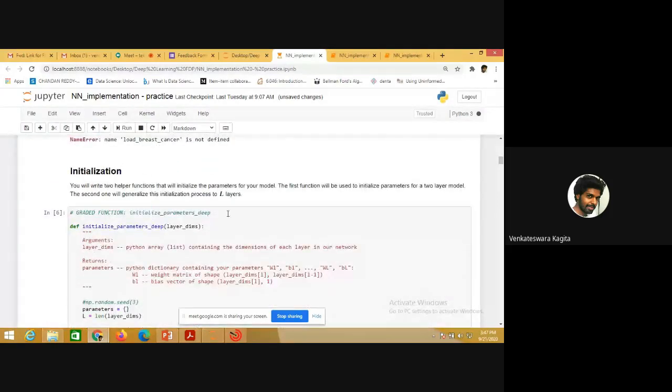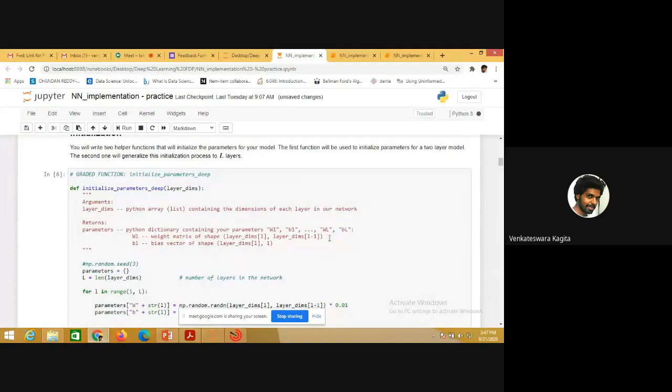I'm skipping this. So, initialize parameters in a deep neural network. For this, it takes layer dimensions as the input: how many units are at layer 1, how many units are at layer 2, and so on till the last layer. So if we have 10 layers, we pass a 10-element list as an input to this, with each entry specifying how many units are there at a particular layer.